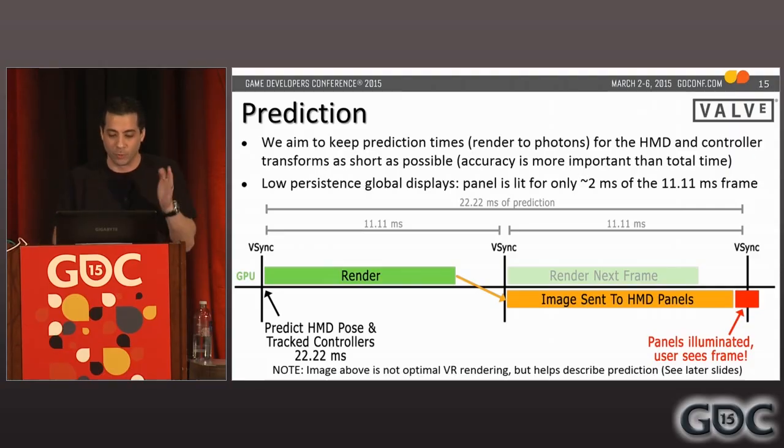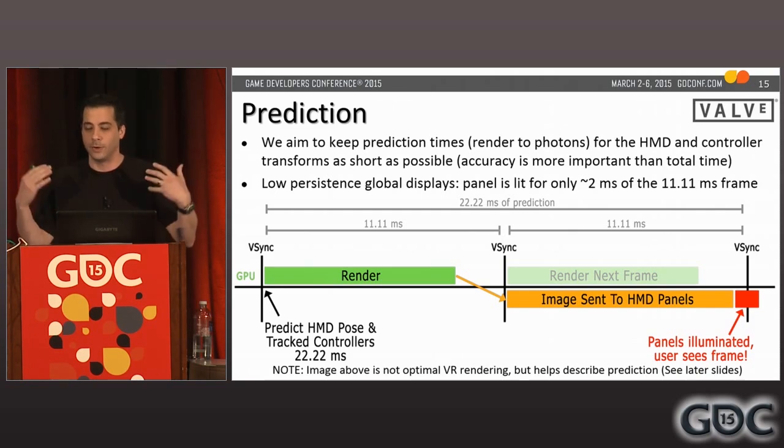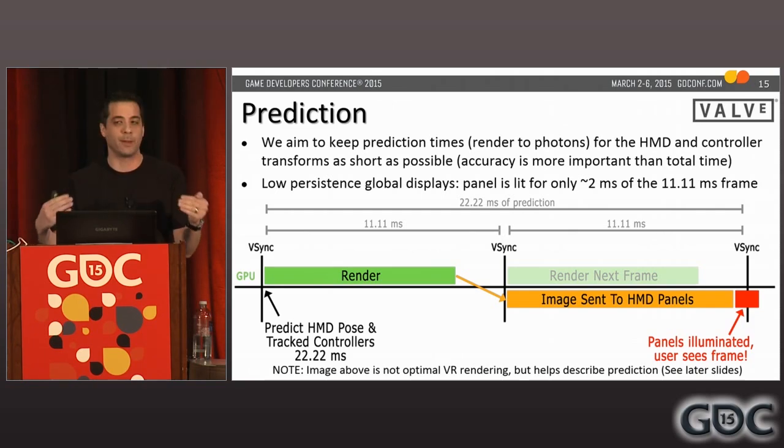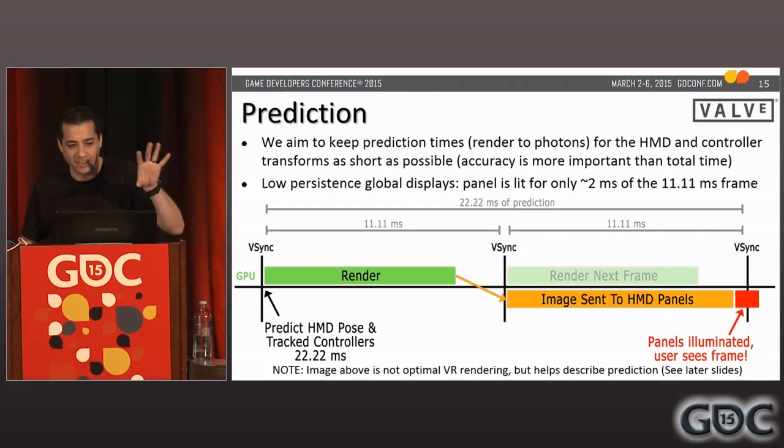And there's really 2 segments. It's render to VSync, VSync to photons. And you have to have a really clear mental model of this to think about prediction correctly. All right, keep that in the back of your mind.